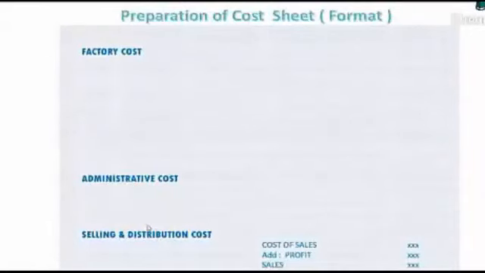Now this is the format of a cost sheet. Firstly, we are going to have a factory cost. To the factory cost, if you add administration cost and selling and distribution cost, we will get the total cost. This total cost, in technical language in cost accounting, is called cost of sale. So you may be studying financial accounting, where the words are used in a very different way, whereas in cost accounting, the words are used very systematically.